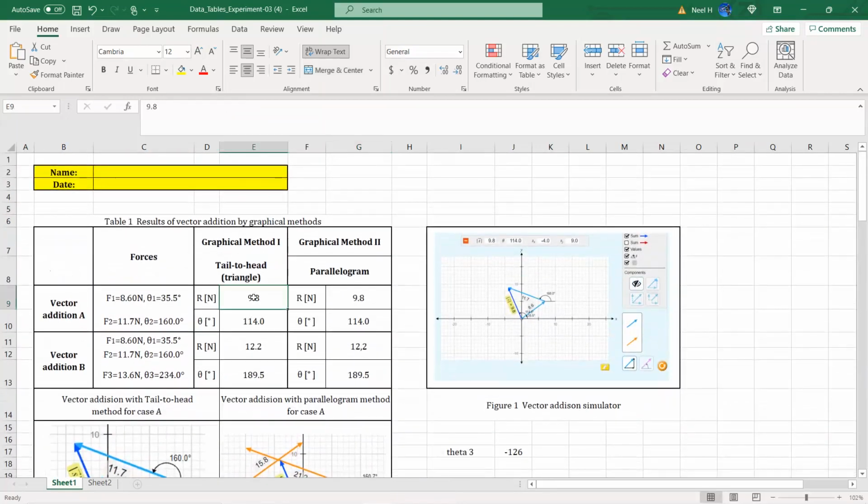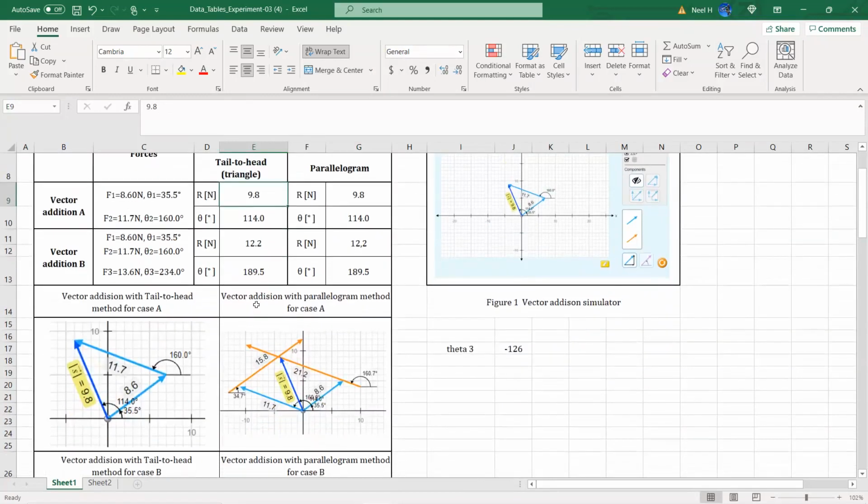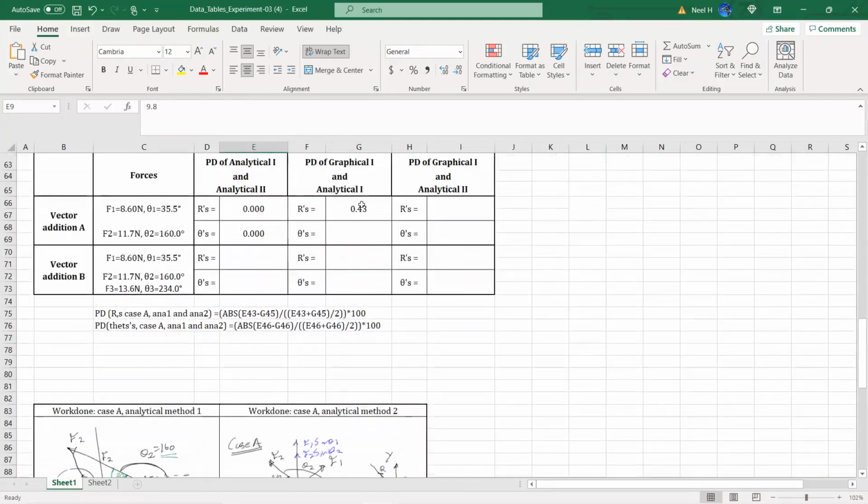Okay? You can see that number when we are measuring, the simulator rounded that to the first decimal place. I cannot read anything more in terms of accuracy. So that's why that error. So we can add that into the right here the same way. PD is for R's. Case A, I am comparing now graphical method 1 and analytical method 1.